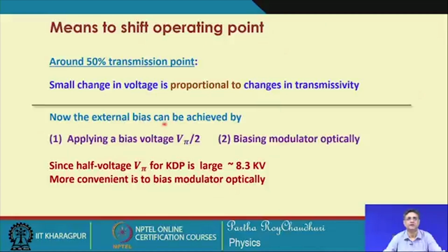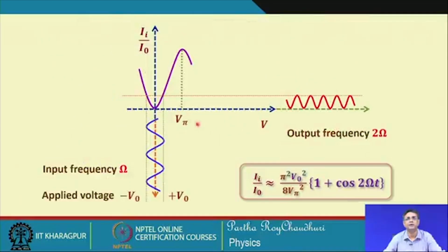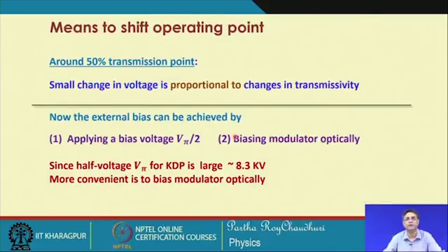Now, the external bias: I just need to shift the operating point from this region, that is minus V 0 to plus V 0, to somewhere here, so that it is still within only the plus side or within the minus side. To do that, I have to shift the operating point, and this can be done by applying a bias voltage, that is V pi by 2.